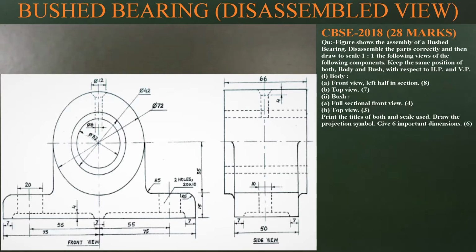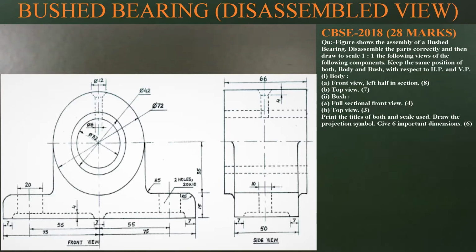Today's problem is from the 2018 question paper, for 28 marks. The figure shows the assembly of a bush bearing. Disassemble the parts correctly and then draw, to scale 1:1, the following views of the following components. Keep the same position of both body and bush with respect to HP and VP.